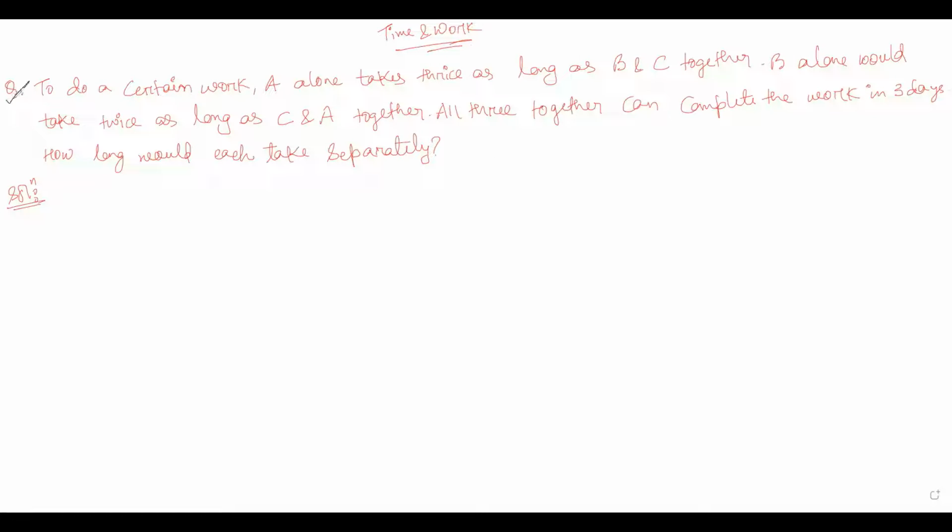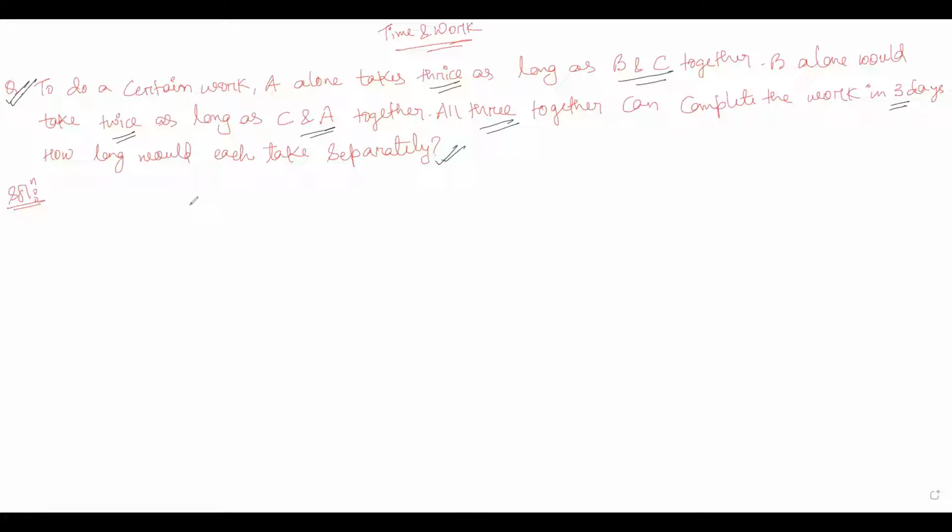Okay, so let us see this question now. To do a certain work, A alone takes thrice as long as B and C together. B alone would take twice as long as C and A together. All three can complete the work in 3 days. How long would each take separately? So here it has been given that A alone takes thrice as long as B and C.